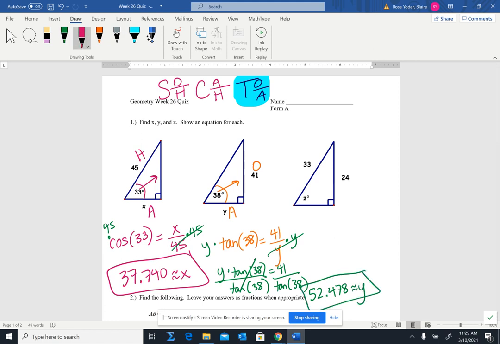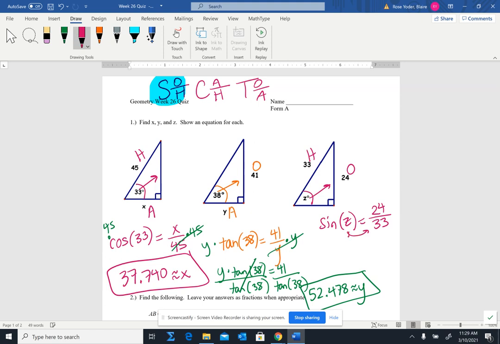All right, let's take a look at this last one here with the Z. We've got 24 is the opposite leg, 33 is the hypotenuse. Some old hippie. So we're going to use sine. Sine of Z. So this one's a little bit different. O over H, 24 over 33. But these are my favorite because I don't have to do any algebra.